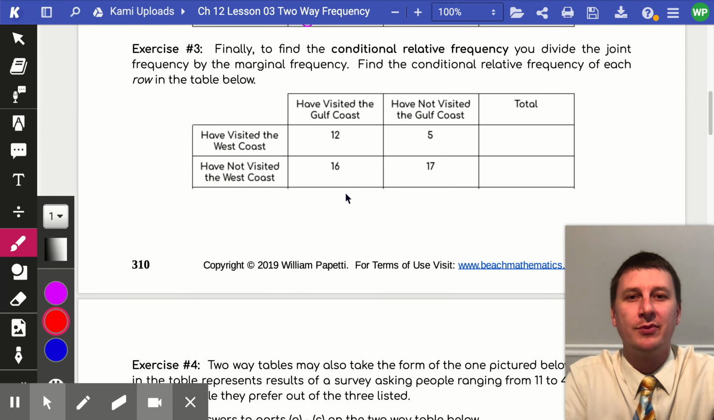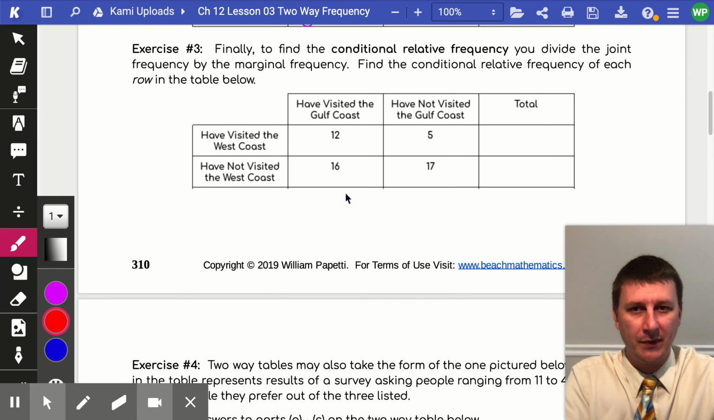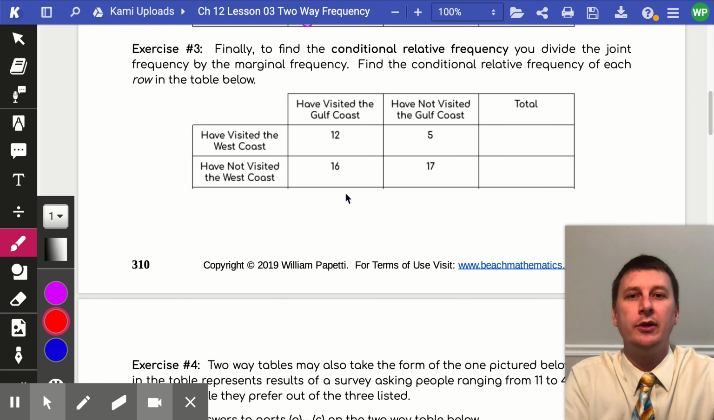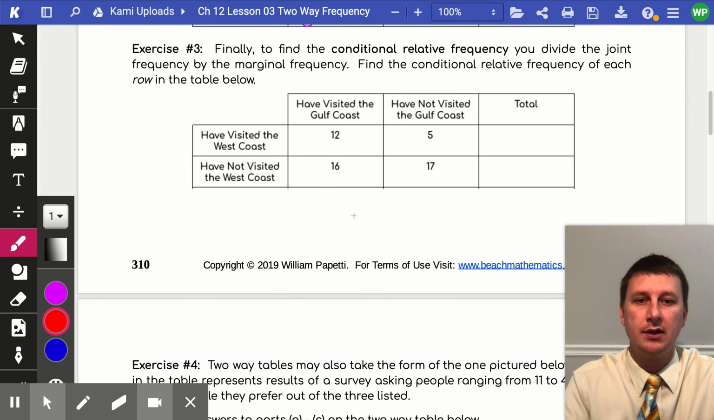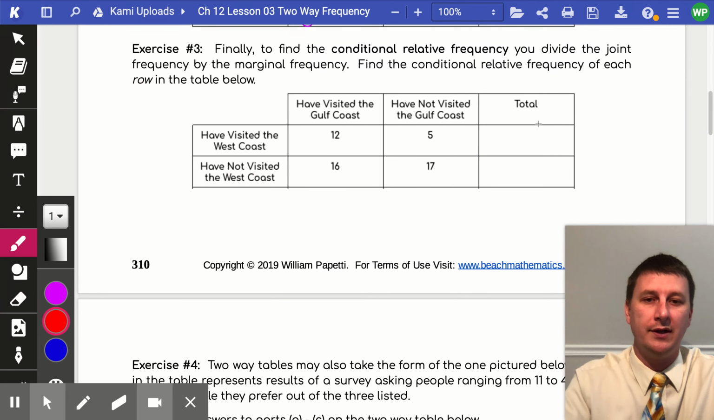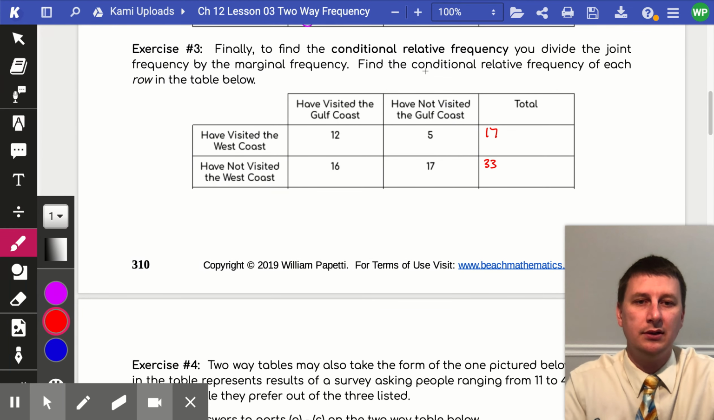Yes, you, Algebra 1. We're going to continue on our journey of statistics in exercise number 3 on two-way frequency tables. Now, we're going to be introduced to yet another vocabulary word, and this word is conditional relative frequency. To find the conditional relative frequency, you divide the joint frequency, or one of these four numbers, by the marginal frequency. The marginal frequency was the total of each of these. So let's just remember that these totals were 17 and 33. So find the conditional relative frequency of each row in the table.